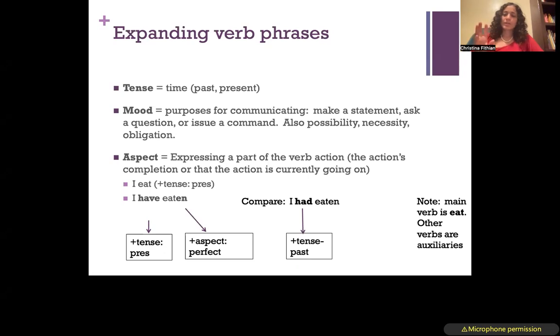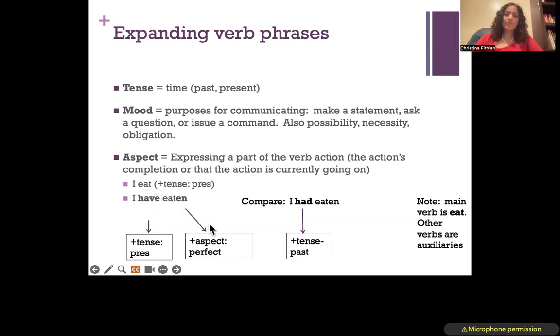Now, it seems like that's something that happened in the past, right? I have eaten means I'm done. But actually, what you're cluing into more is not so much the time or the tense, but rather the aspect. To say I have eaten means that the action is completed. And that auxiliary have is what's telling us that the action is completed.